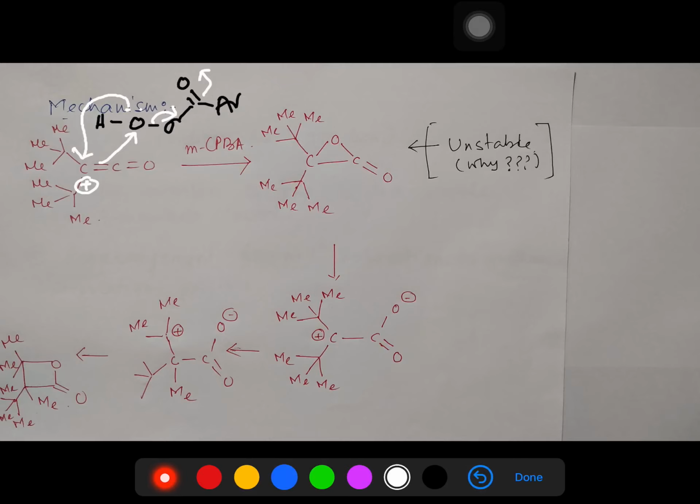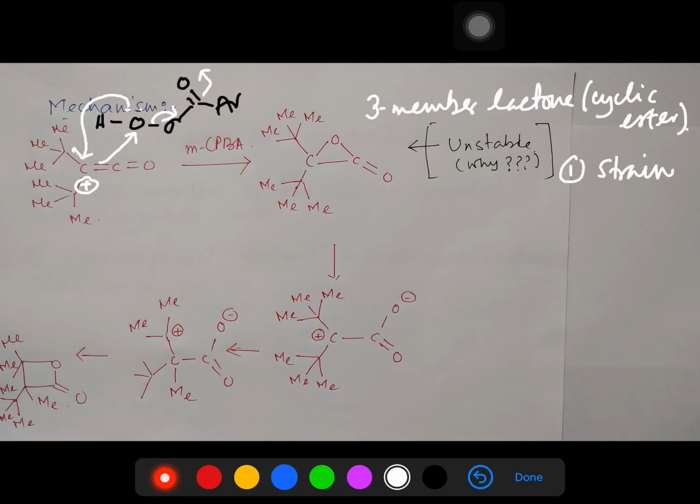A 3-member ring. Actually, this is an epoxide, but since it attacks the carbon, it is called a lactone, or 3-member lactone. Actually, lactones are nothing but cyclic esters. Okay, so these lactones are produced. Now the question: this is unstable. Why? So first of all, point number 1, this has strain.